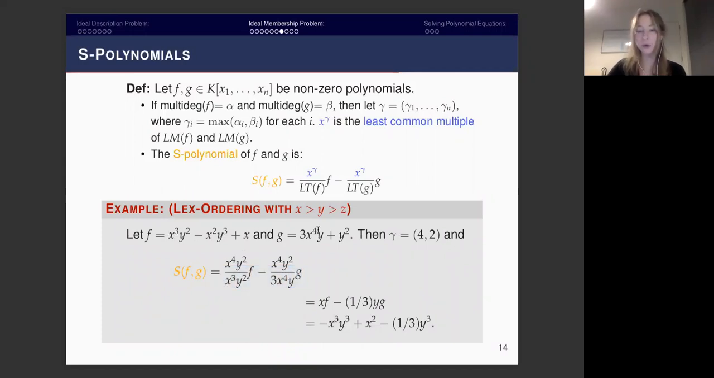And because the highest exponent of x seen here is 4, I'm putting a 4 in the first entry for gamma, and the highest exponent seen in y in these two monomials is 2, so the second entry of gamma is 2. But notice that I'm multiplying f by x and g by 1/2 times y. So the leading terms of f and g cancel each other, and I obtain this polynomial in the end.